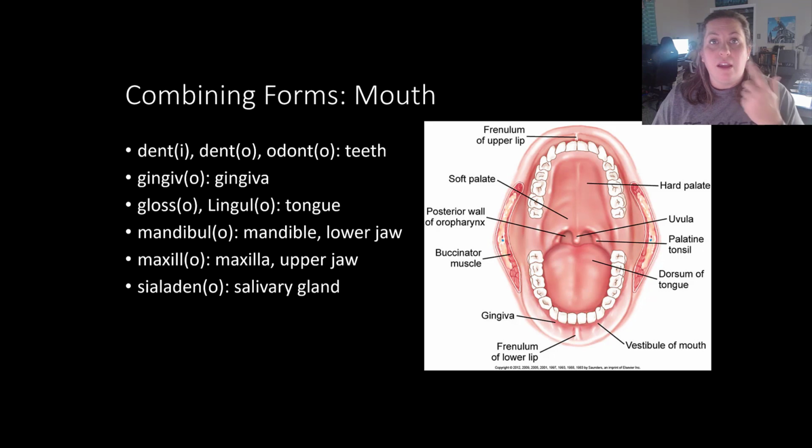Glosso or lingual is talking about your tongue. Mandibulo is the mandible, the lower part of the jaw. Maxillo is the maxilla, the upper part. Sialo is going to talk about the salivary gland.